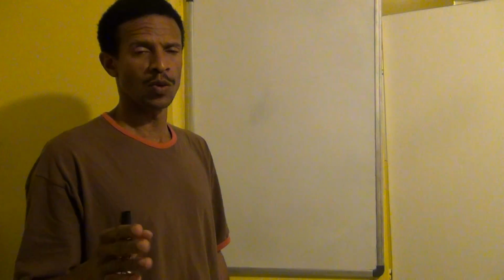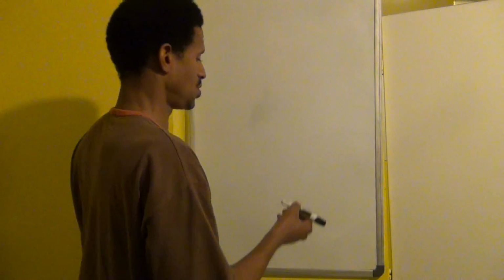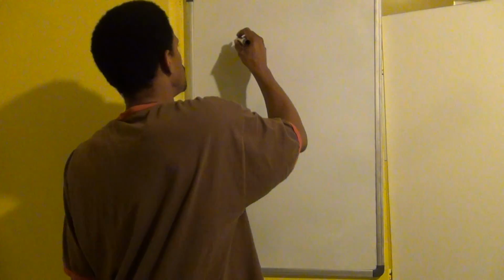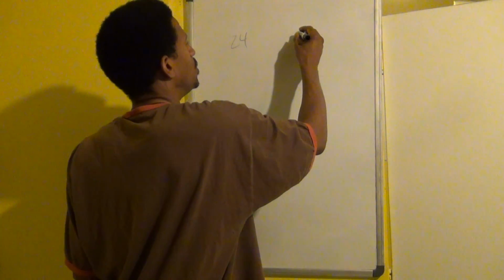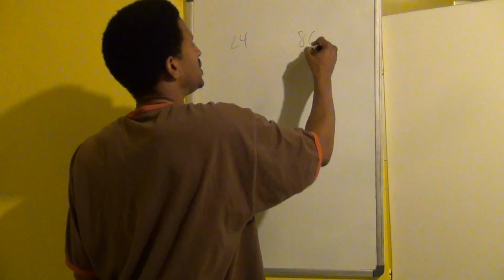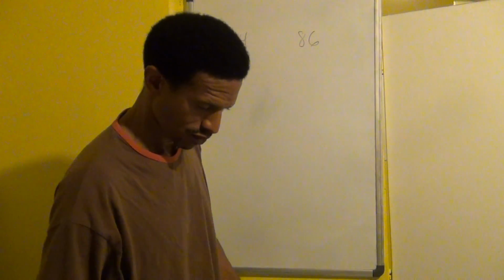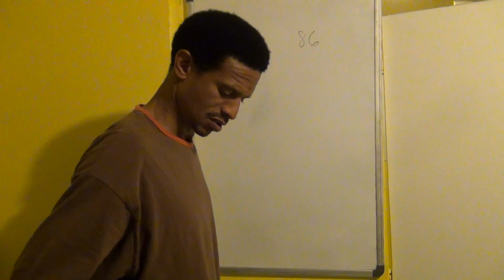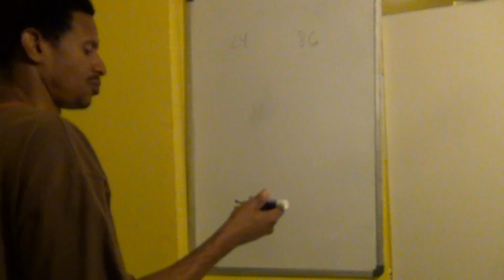Now what we want to do is turn our energies towards prime factorization. So let's give you some numbers. And we'll do some very basic numbers. So we'll use 24 since we're using that one. And we'll use 86. Just two numbers I kind of chose randomly. So I'll reach in here and grab another dry marker. So let's go ahead and do prime factorization.